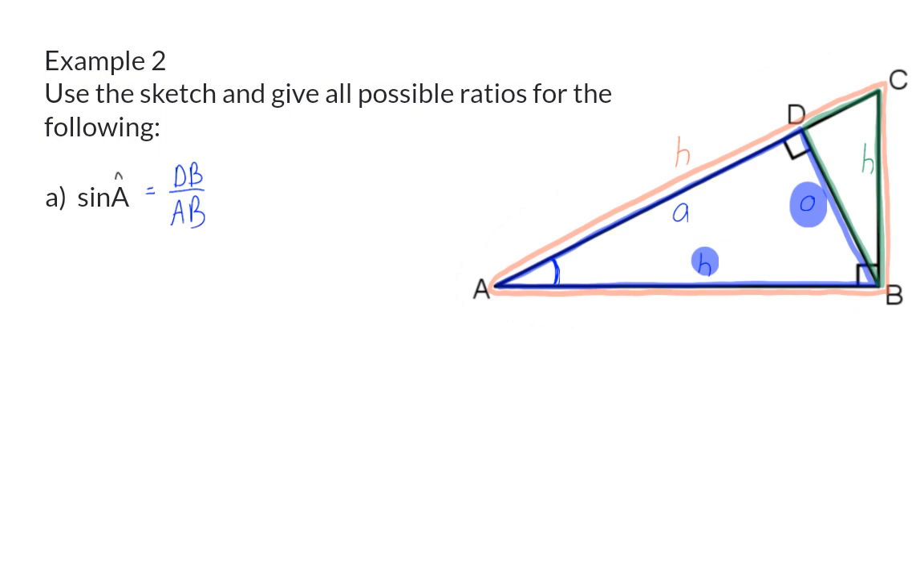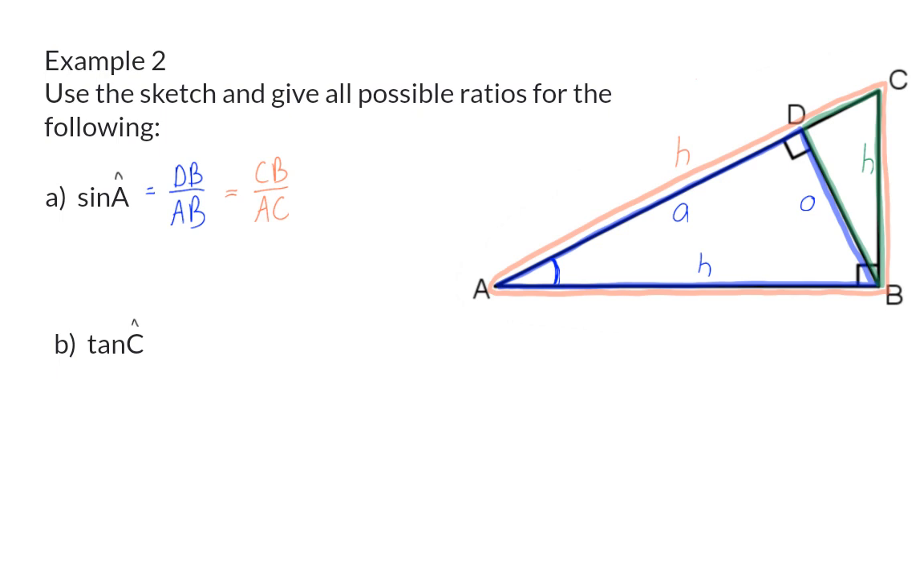Next, if we have a look at the orange triangle from A's perspective, side BC is our opposite side, and side AB will be the adjacent side. For the sin ratio, we are looking for the opposite side over the hypotenuse. So for the orange triangle, that will be CB over AC.